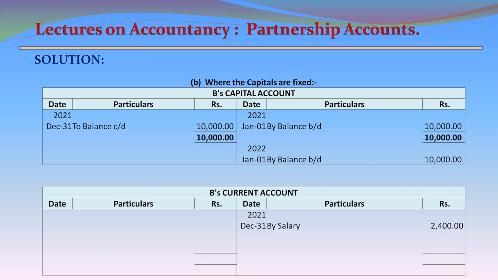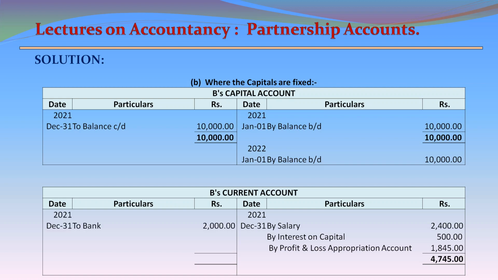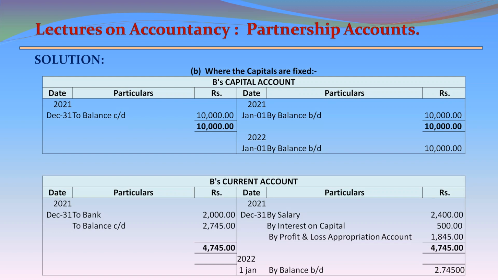B's current account, December 31 by salary 2,400 rupees. On the credit side, by interest on capital 500 rupees. On the credit side, by profit and loss appropriation account 1,845, total 4,745. B's current account on the debit side, December 31 to bank 2,000 rupees. On the debit side, to balance carried down 2,745, and this should be carried forward for the next year, January 1 by balance brought down 2,745.